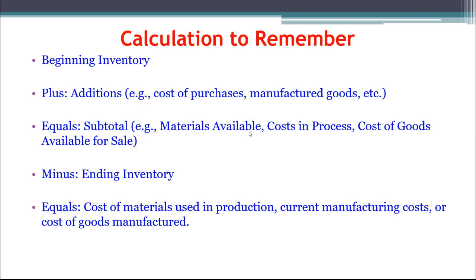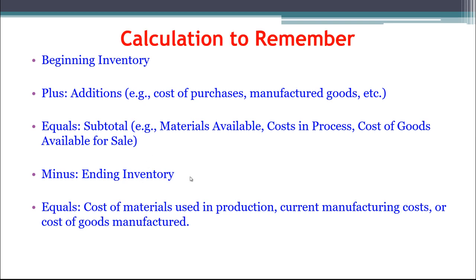Let's take materials, for example. Beginning inventory of materials plus the cost of new materials we purchased, that tells us the materials that are available, but that doesn't mean we used all those materials. We didn't finish the product for those materials because we have some ending inventory left. So obviously we didn't finish that. We have to subtract that out, and that gives us the cost of materials that were used in production. That's the final number.